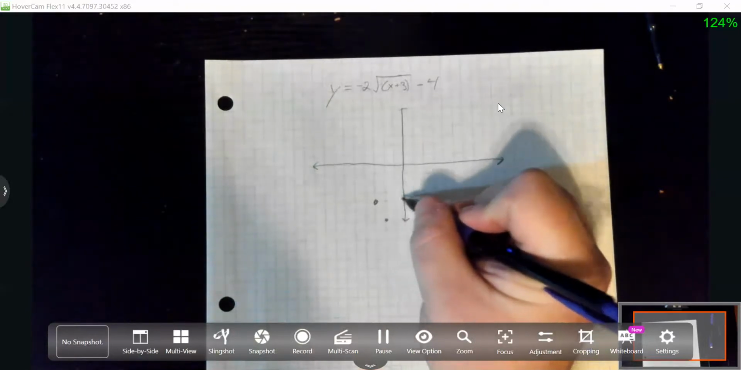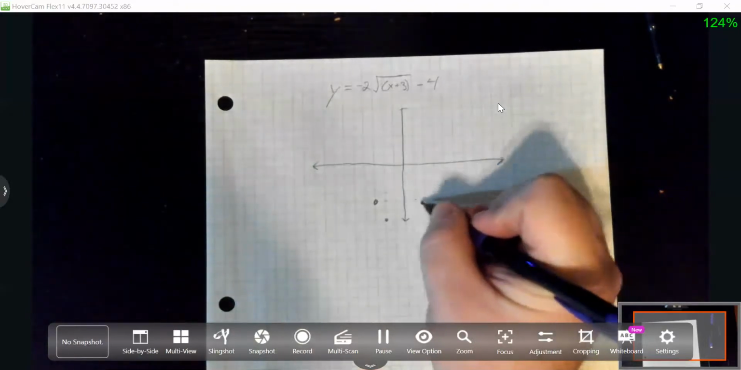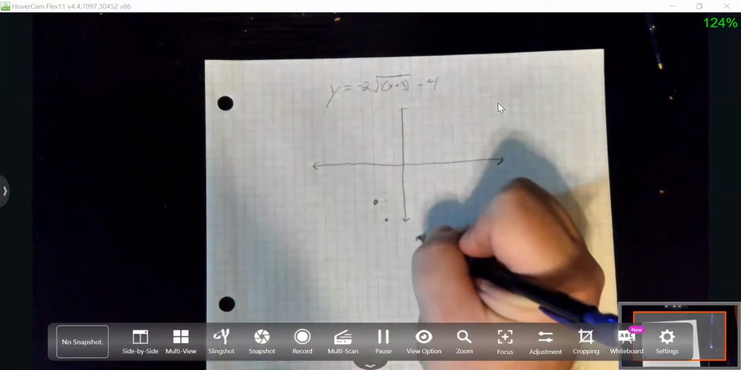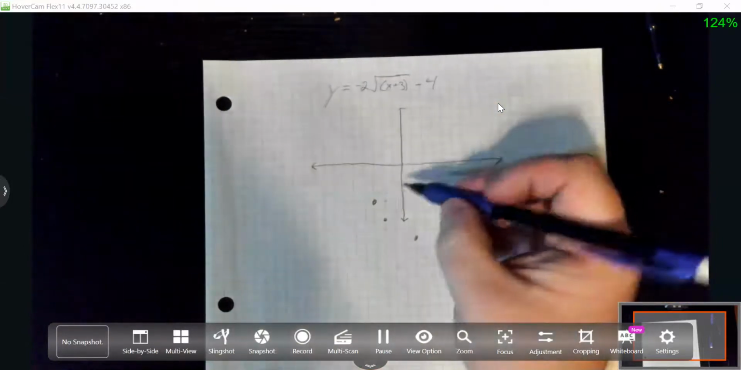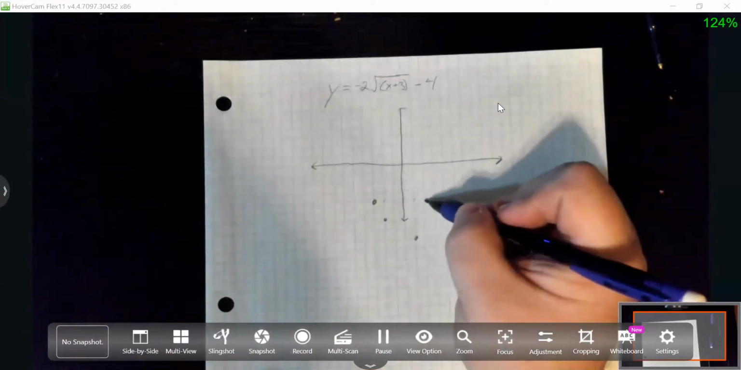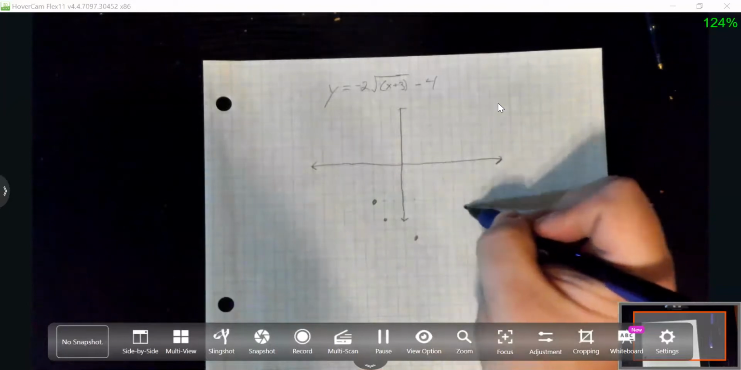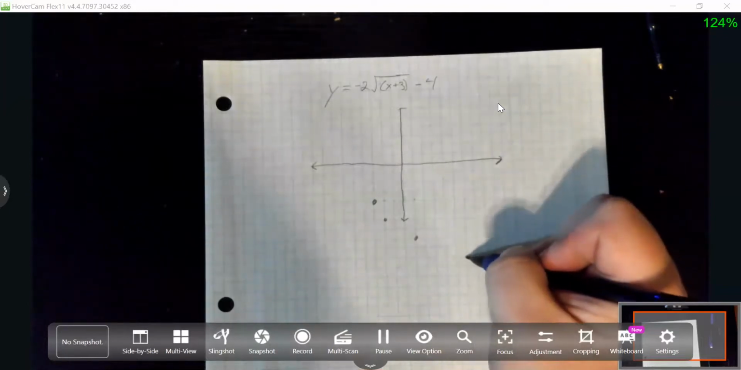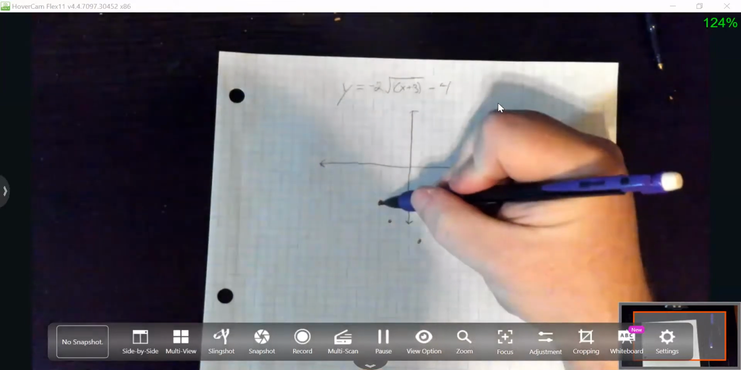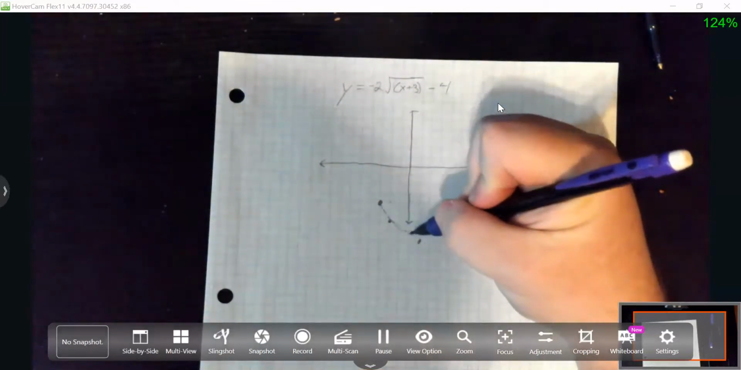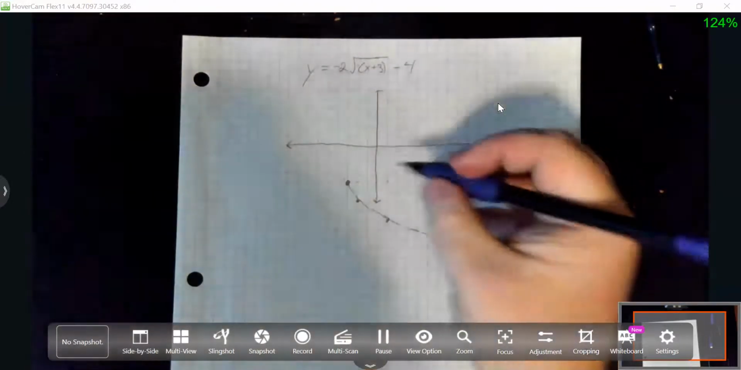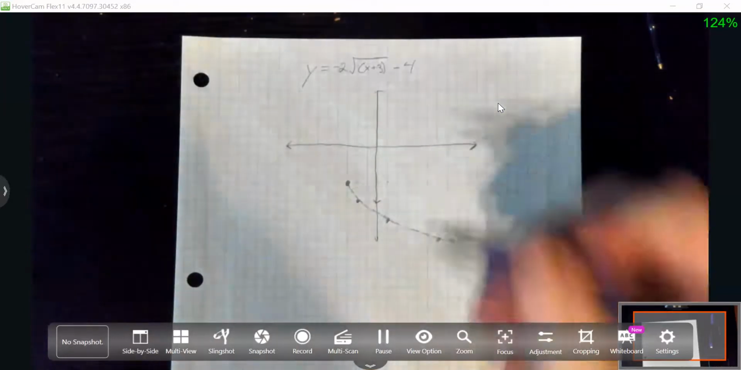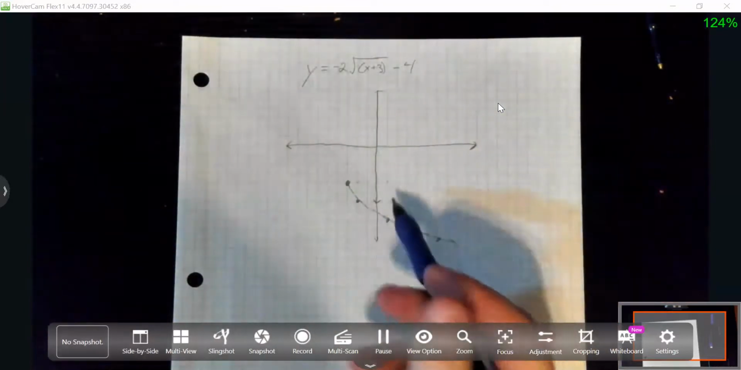Over 4, 1, 2, 3, 4, down 4, 1, 2, 3, 4. If it was a 9, normally it'd be 9 and 3, and this time it'll be 9 and 6. So we'd get something that looks like that. Now, a lot of this seems pretty easy, but that intercept might be a problem.